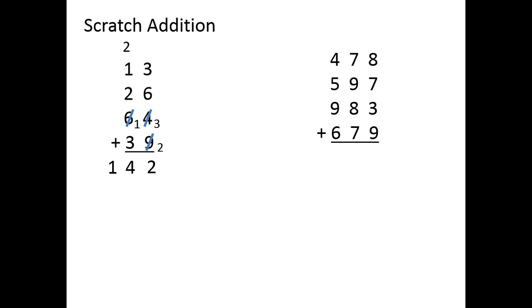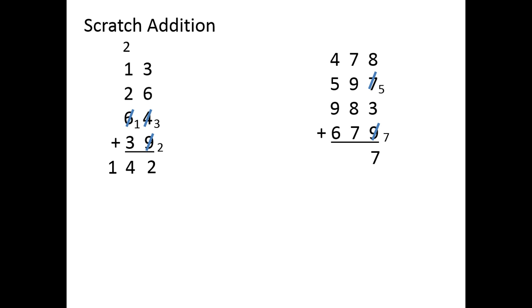Let's try that one more time. Let's add these numbers together. Now we're going to start in the ones. 8 ones plus 7 ones is 15 ones. That's a 10 and 5 ones. 5 ones plus 3 ones is 8 ones. That's not enough to group. 8 plus 9 is 17 ones. That's a 10 and 7 ones.